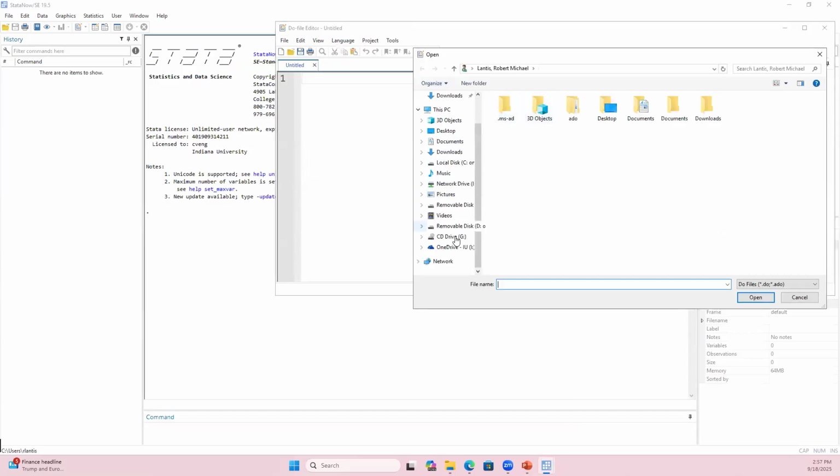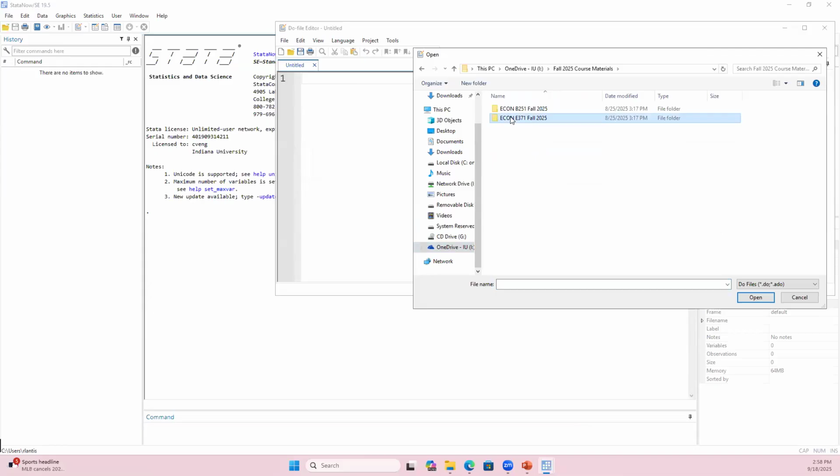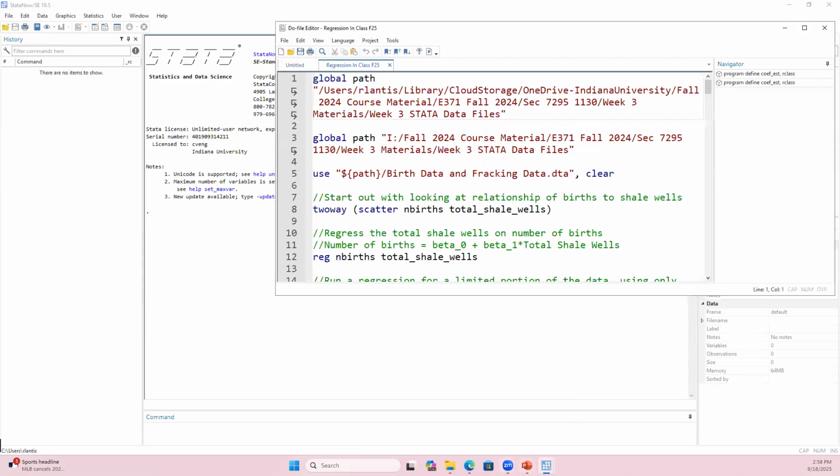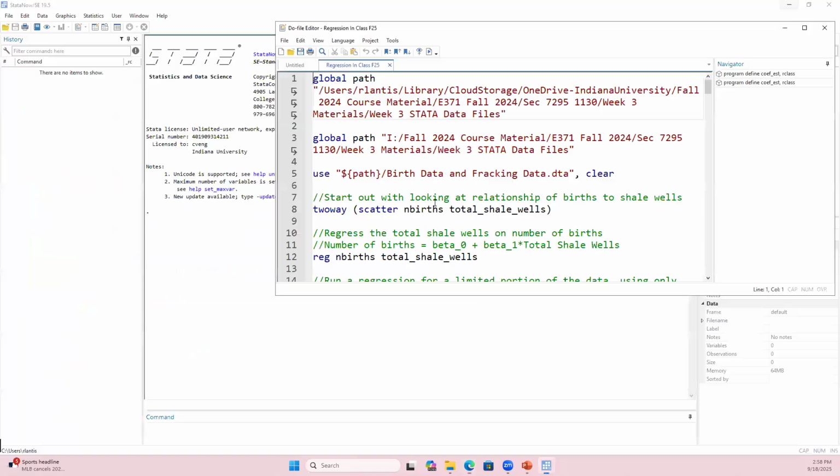the do file for the week, which is in this folder. So we've got regression in class F25. It should be right here. And that's the do file that I'm going to be using if you want to work along. I believe that the data I'm going to open up is going to be initially this birth data and fracking. So this is like kind of the oil shale well.